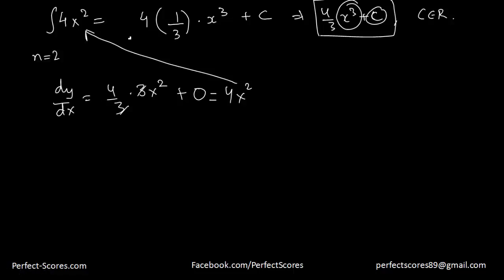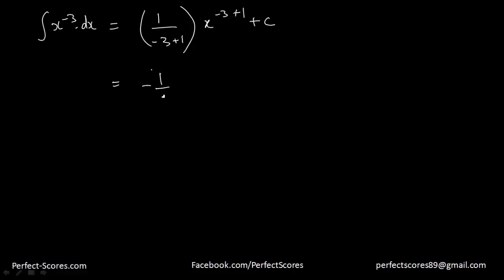Let's try another question. Let's suppose you want to find the value of this. Again, this is going to be 1 over n plus 1 into x to the power n plus 1, plus c. So this is going to be negative 1 over 2 into x to the power minus 2, plus c, which is actually equal to negative 1 over 2x squared, because the power is negative 2, so it will come down to the denominator, plus c. So suppose you're getting this point over here, guys.